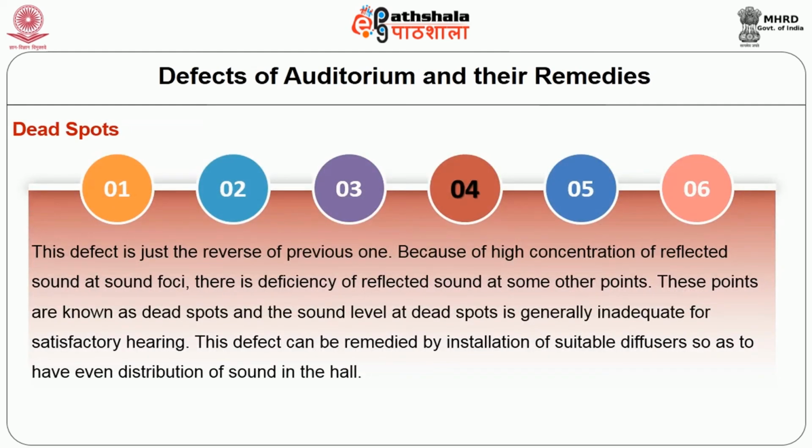This defect is just the reverse of the previous one. Because of the high concentration of reflected sound at the sound foci, there is a deficiency of reflected sound at some other points. These points are known as dead spots, and the sound level at a dead spot is generally inadequate for satisfactory hearing. This defect can be remedied by installation of suitable diffusers so as to have an even distribution of sound in the hall.